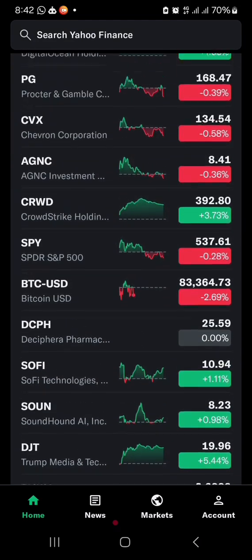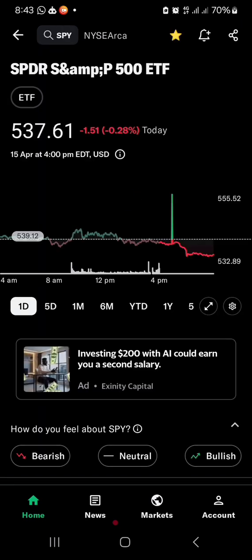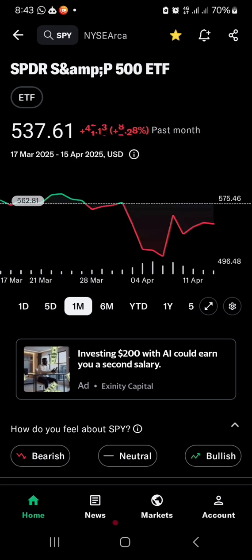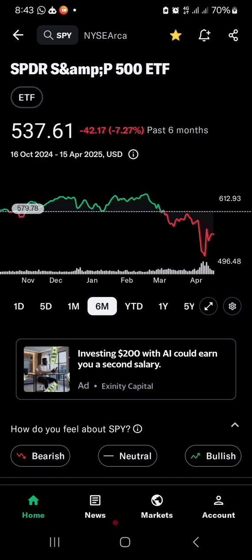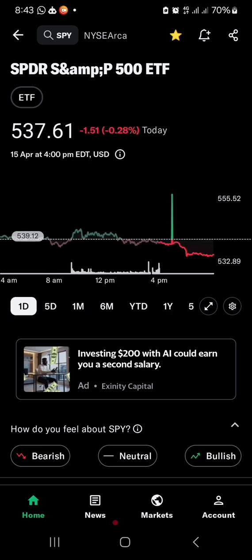Another stock that I will also advise you to put on your radar is SPY. SPY is also an ETF, the S&P 500, and it's doing amazingly well. In 5 days it has done $41, which is 8%. The 1-month and 6-month figures have been down, and 1 year it has also done pretty good. And this is the buying zone. It is at the buying zone with the support level.